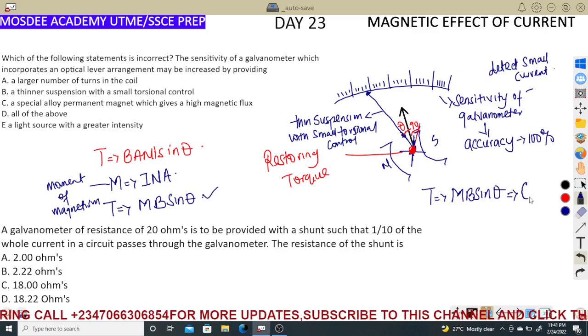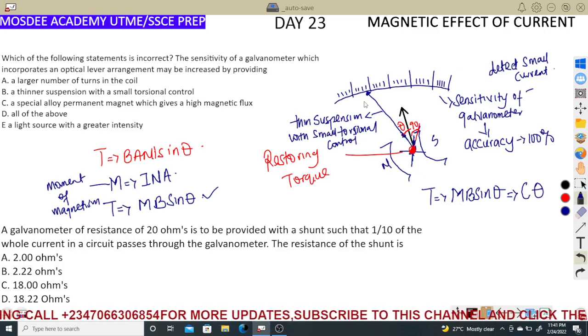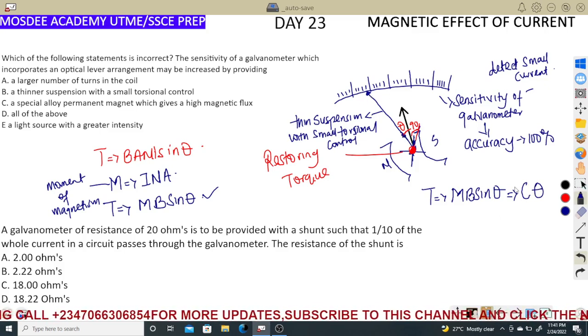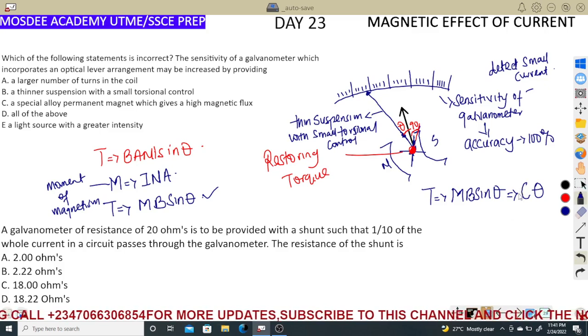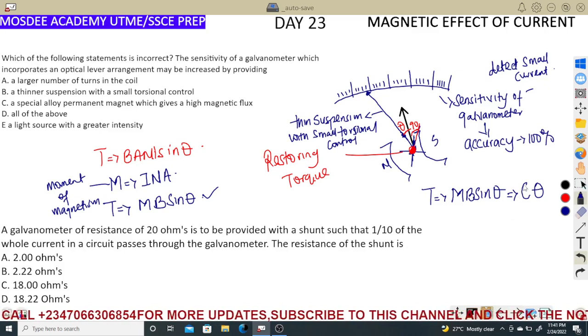when this thing starts rotating at an angle of theta, we introduce its sensitivity, which we call C, and the angle through which it has moved from this particular point to any point it is going to. So this C is now defined as the current sensitivity. So we say MB sine theta is the same as C theta.